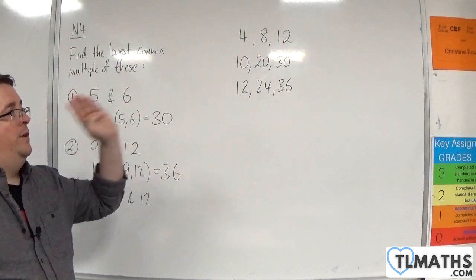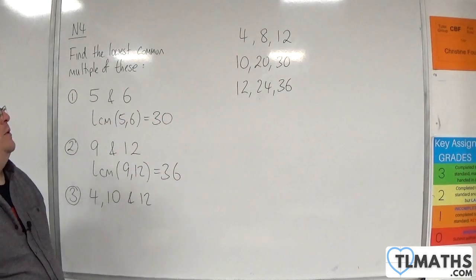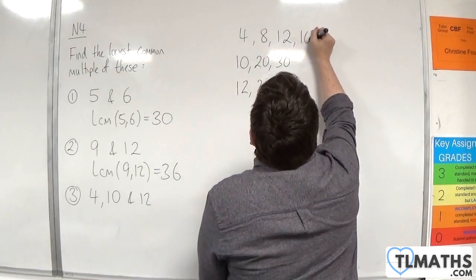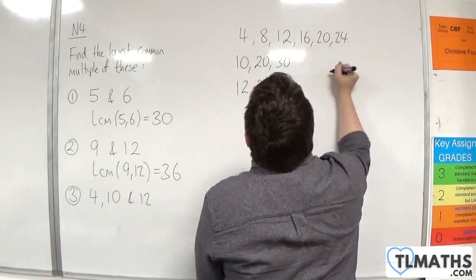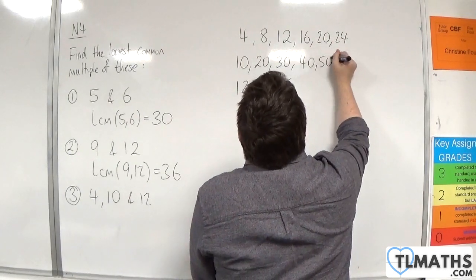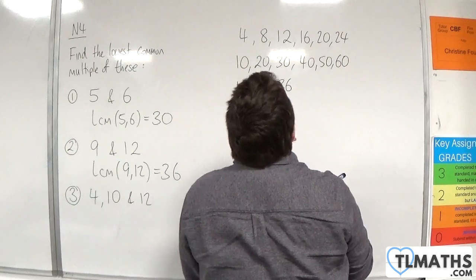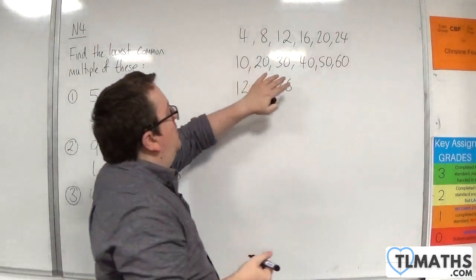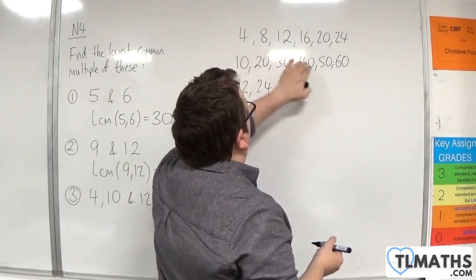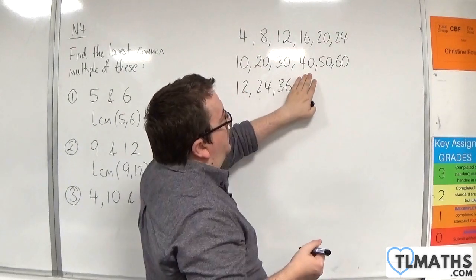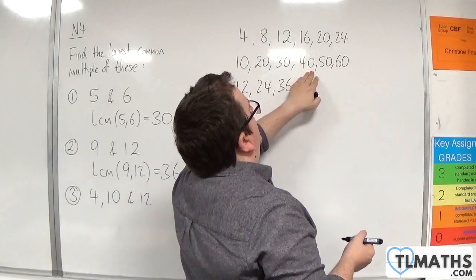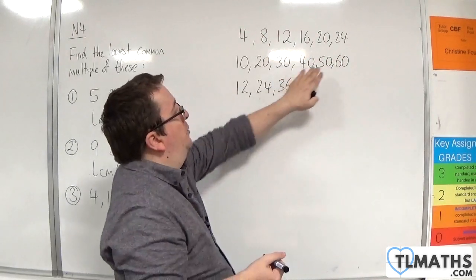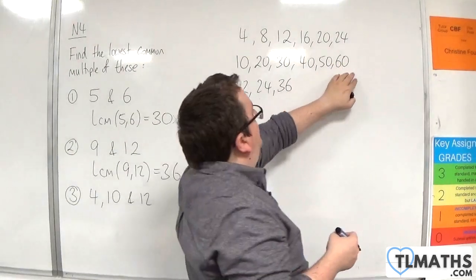Now, at this point, we have not found the lowest common multiple, so I would need to keep going. I'll write down the next 3, shall I? So 16, 20, 24. 40, 50, 60. Now, when I get to 40, I know that 4 goes into 40, but 12 doesn't, so 40 is not going to be it. 50, same. 4 doesn't go into 50, and 12 doesn't go into 50, so that's not going to be it. Now, what about 60?